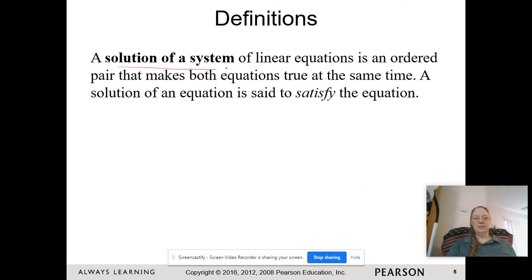A solution of a system of linear equations is an ordered pair that makes both equations true at the same time. A solution of an equation is said to satisfy the equation.